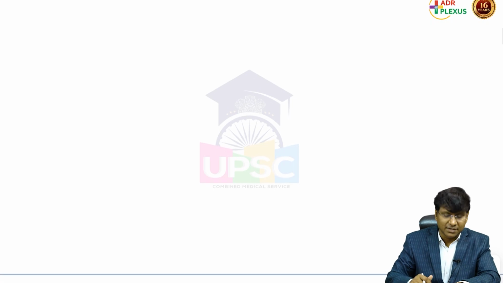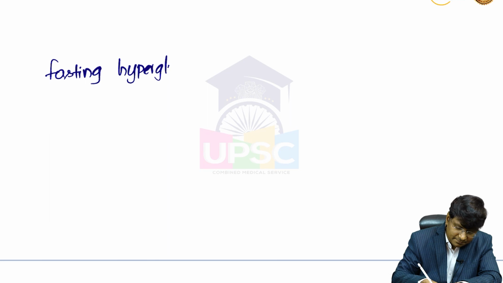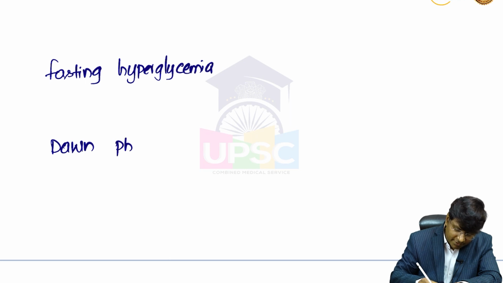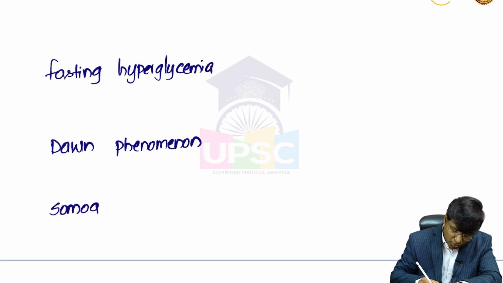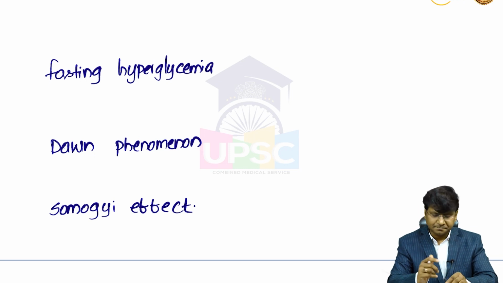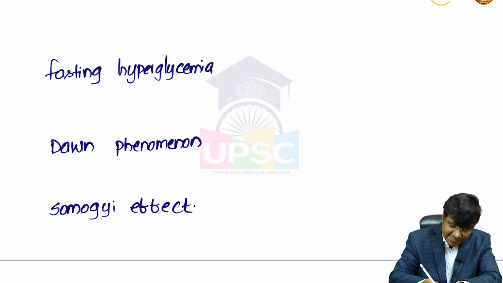The various causes of early morning hyperglycemia are: number 1, fasting hyperglycemia. Number 2, Dawn phenomenon. Number 3, Somogyi effect. Okay, then what are the causes in this?